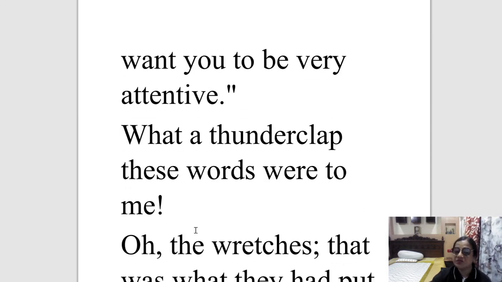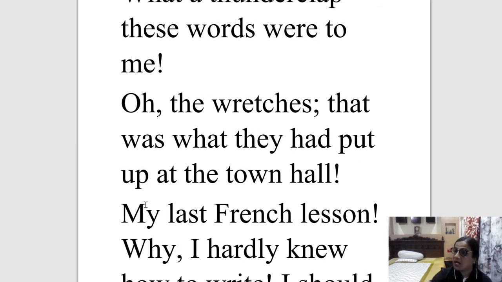What a thunderclap these words were to me. That is, the words appeared like thunder to little Franz. He could not expect such words. How could a person living in his own country not learn his own mother tongue, the language of his own country, and have to learn some other foreign language? But this was so because France was defeated in the Franco-Prussian War, and these two districts, Alsace and Lorraine, were to be incorporated into Germany. Incorporated means given to Germany. Oh, the wretches, that was what they had put up at the town hall. So now Franz realized that the wretches, that is the villains, had put all that up in the town hall.